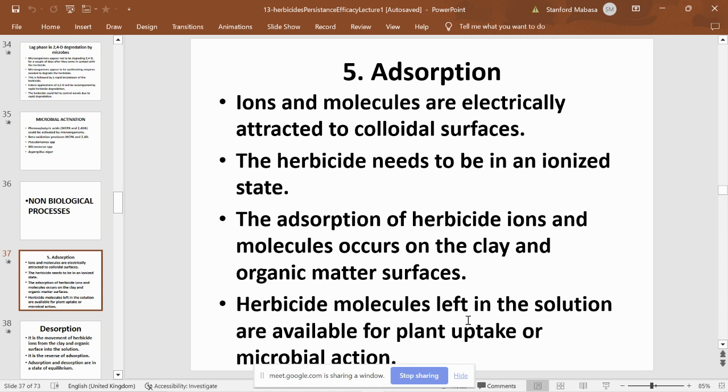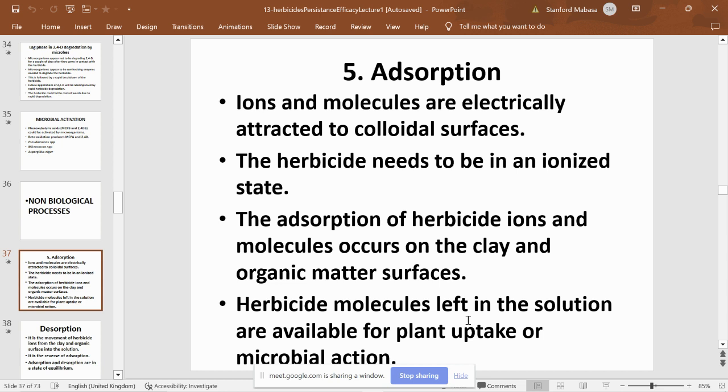And that process we call adsorption. So the adsorption of herbicide ions and molecules occurs on the clay and organic matter surfaces. So these are the components of soil which matter as far as herbicide adsorption is concerned. What it means is that the clay minerals and organic matter surfaces can hold the herbicide molecules via attraction because of different charges. Herbicide molecules which are now left in the solution become available for plant uptake or microbial action.